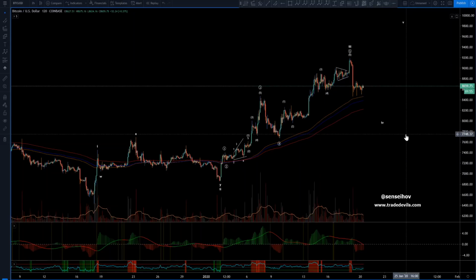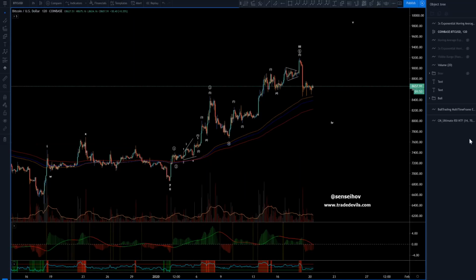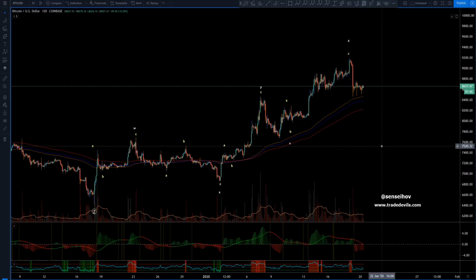And I think I got these set up. Here we go. And we'll put the bearish one on there. All right. So like I said earlier, it looks like a series of ABCs to me. This doesn't have to be a WXY, but I mean, this looks like an ABC. This looks like an ABC. This looks like an ABC.